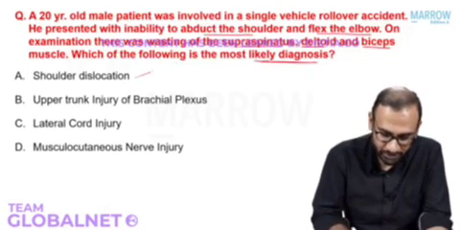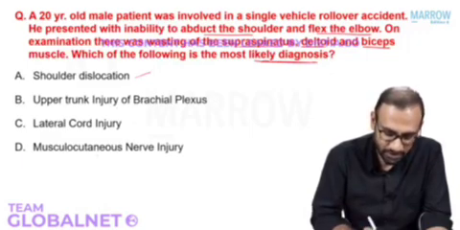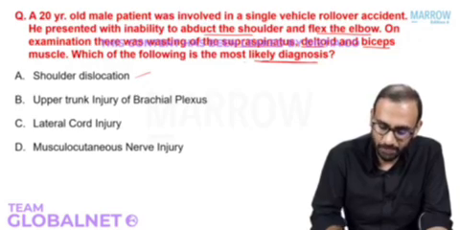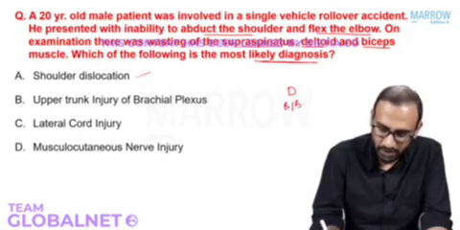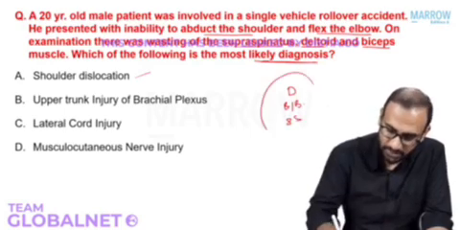Is it shoulder dislocation? Is it upper trunk injury of the brachial plexus? Is it lateral cord injury? Is it musculocutaneous nerve injury? Right. So what are the muscles affected here? The patient is unable to abduct, which means the deltoid is affected. Unable to flex the elbow means brachialis and biceps brachii are also affected. Supraspinatus is also affected. So these are the muscles that are affected.